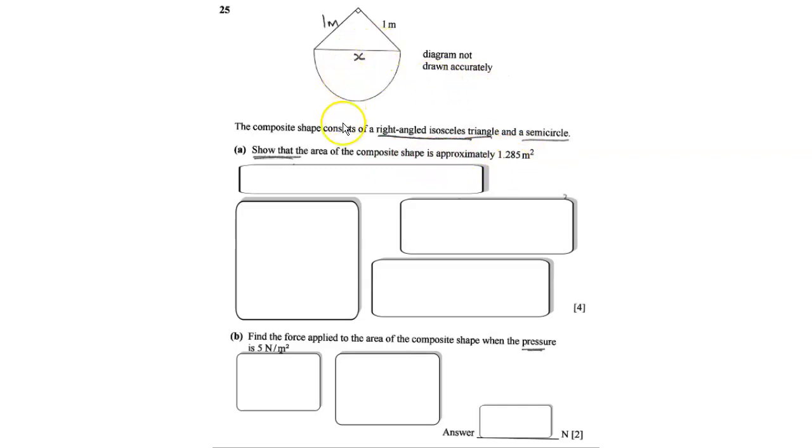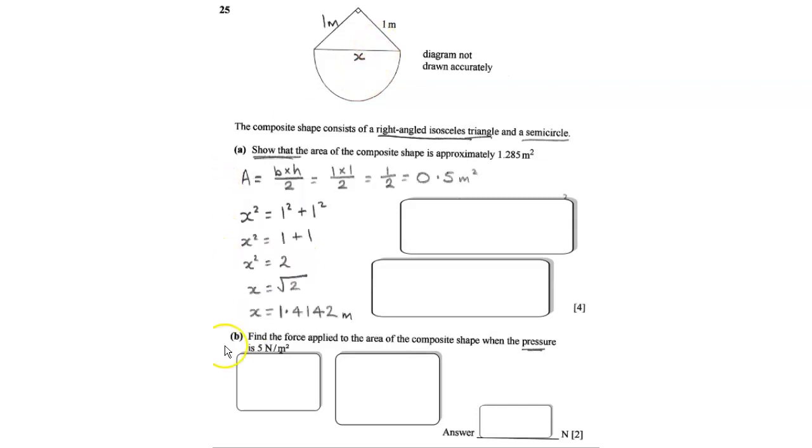So the area of a triangle is basically base times height divided by 2, which then becomes 1 times 1 divided by 2, which is a half, and 0.5 metres squared. So the next step is basically to get the diameter of it, because the semicircle is going to be pi r squared divided by 2, but we need the radius to work that out. So first of all, we need to get the diameter of this here.